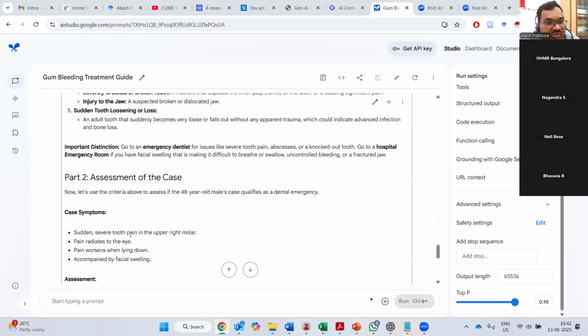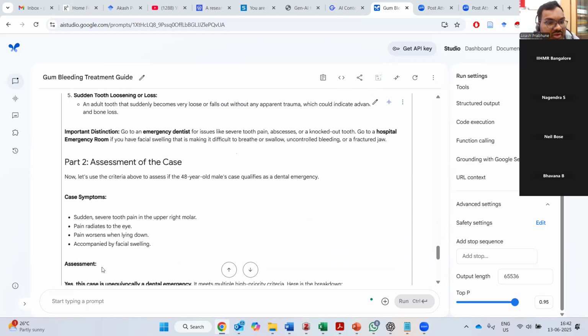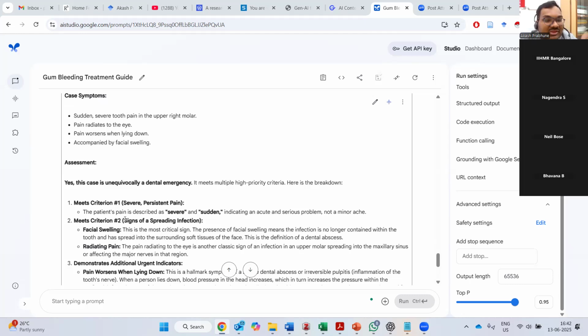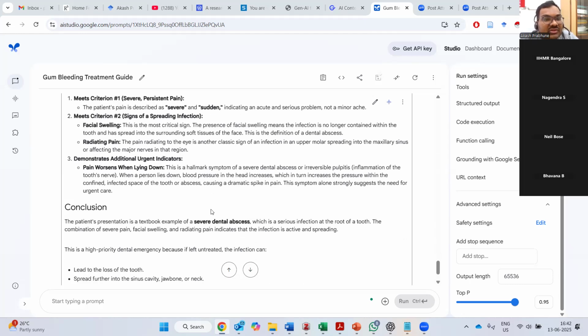There's sudden severe tooth pain, pain radiates, worsens. So the assessment is that this is unequivocally an emergency case that merits attention. It's a given that there's some reason why it is sudden and severe. So it's trying to be now.